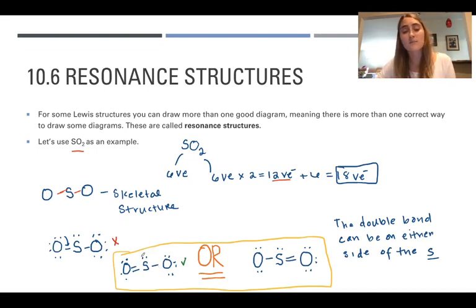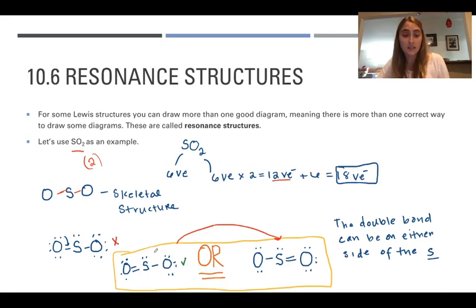So what resonance means is there's another way I can write this where this is actually still correct. And that's by moving the double bond to the other side of the S. So see how the double bond is to the left of the S, and on this one, the double bond is to the right of the S. That's considered a resonance structure. So for the Lewis structures for SO2, there are 2 ways that it works. These are the 2 resonance structures, or the 2 Lewis structures that work for SO2.